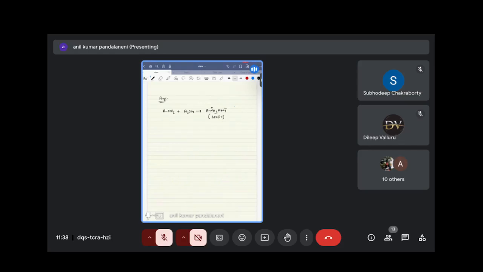Now continue. These reactions are very simple only. Okay. The third one is reaction with FeCl3. Now, what is the test for phenols? Tell me.